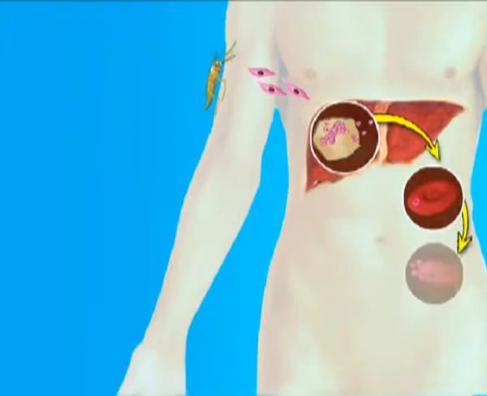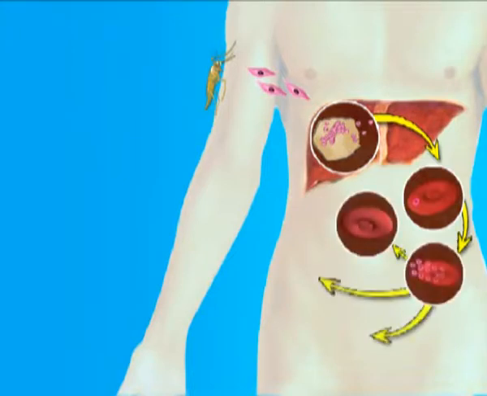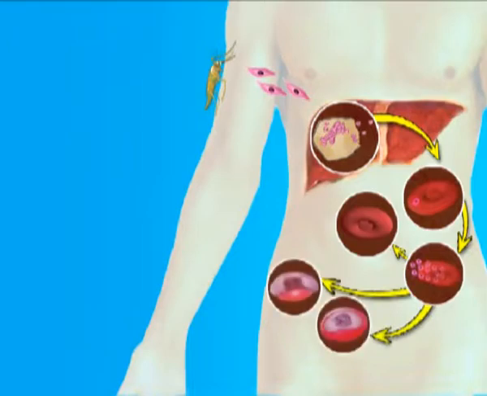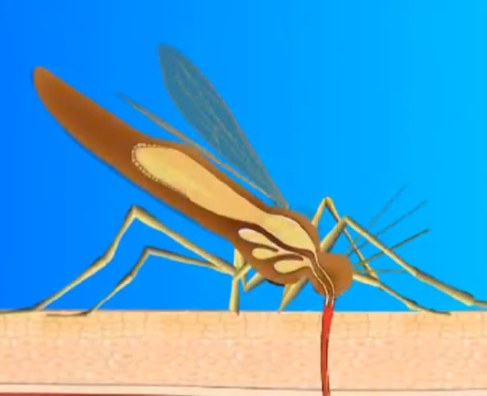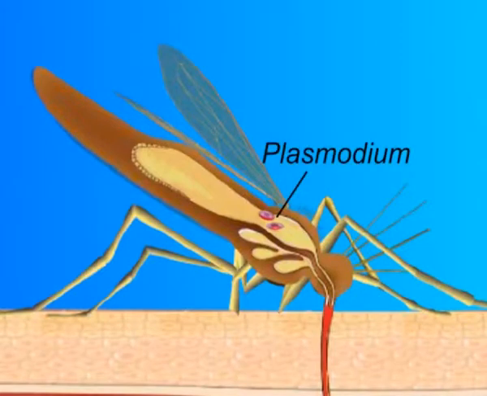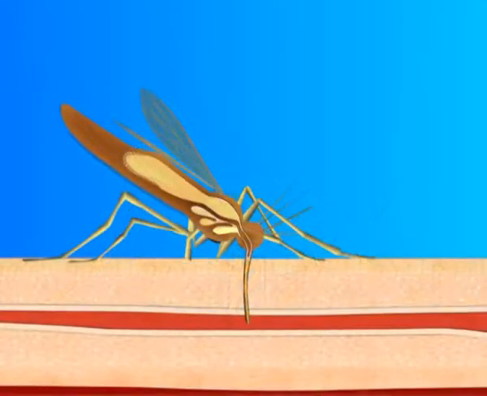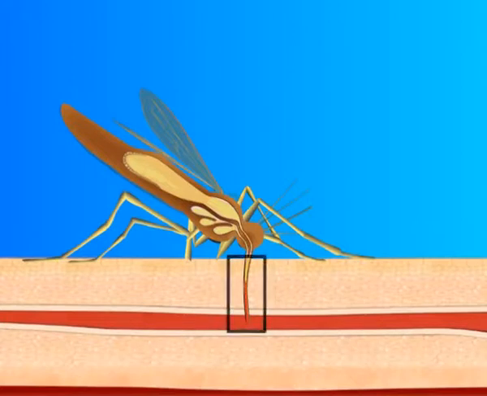Malarial parasites are transmitted from one person to another by the female Anopheles mosquito. Plasmodium develops in the gut of the mosquito and is passed on in the saliva of an infected insect each time it takes a new blood meal.